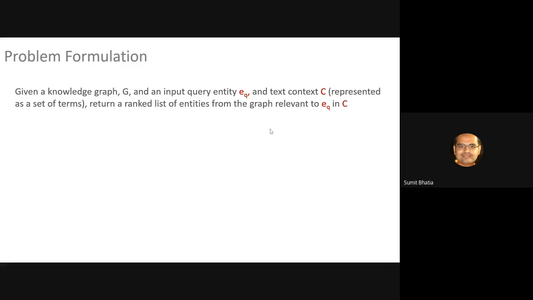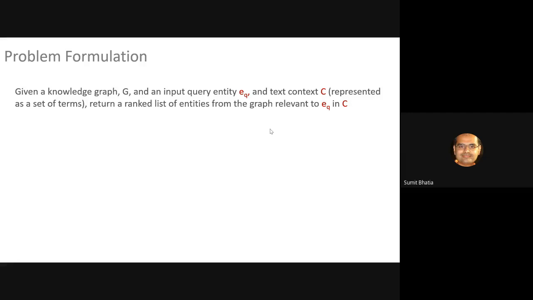So this EQ, the input query entity, could be the output of the previous state where we have found the correct entity, right? So we found the correct entity, that becomes our input. And the user has also provided us some text context, which we call C. We can provide the context in the form of a set of keys. Given the graph, the input query, and some text context, the task is to return a ranked list of entities from the graph such that those entities are relevant to our input query in context C.